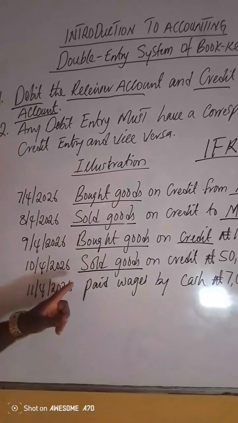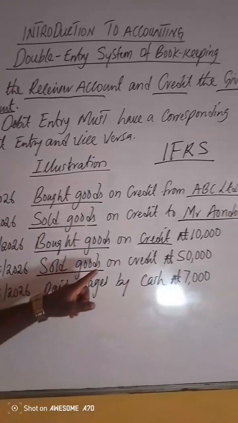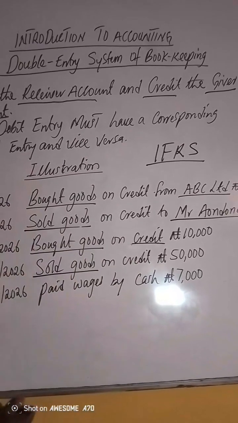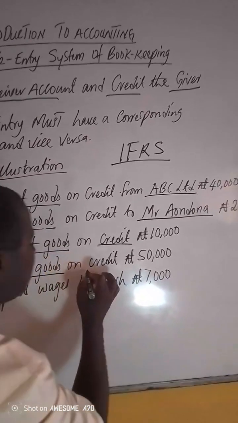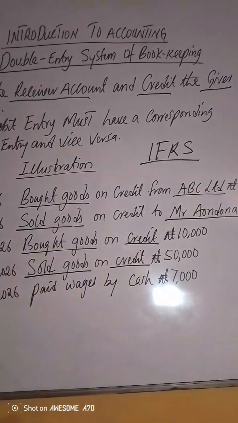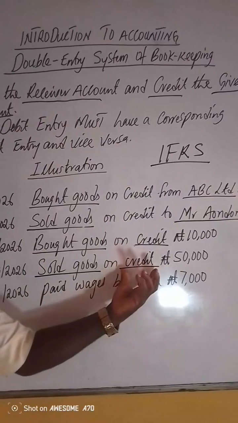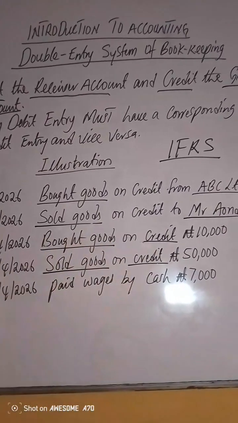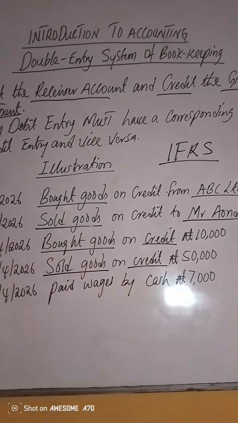Let's continue. Here we are saying sold goods on credit. Here sales becomes the giver account. Then who is receiving? The name is being withheld and it is on credit. Please don't use credit account. I'm repeating. Here you are not going to use trade payable. You use trade receivable. Why are you using trade receivable?